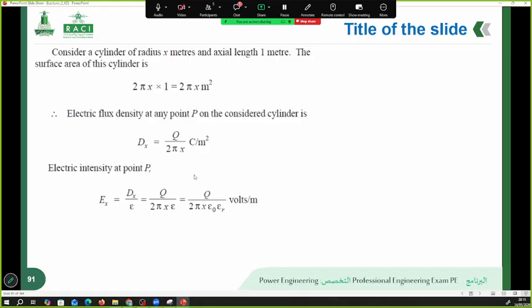In order to find this formula, we need to first find the surface area of this cylinder, which is equal to 2πx square meters, and then we can calculate the electric flux density at point P, which can be simplified based on these equations, and then by replacing the values we can find these final equations.